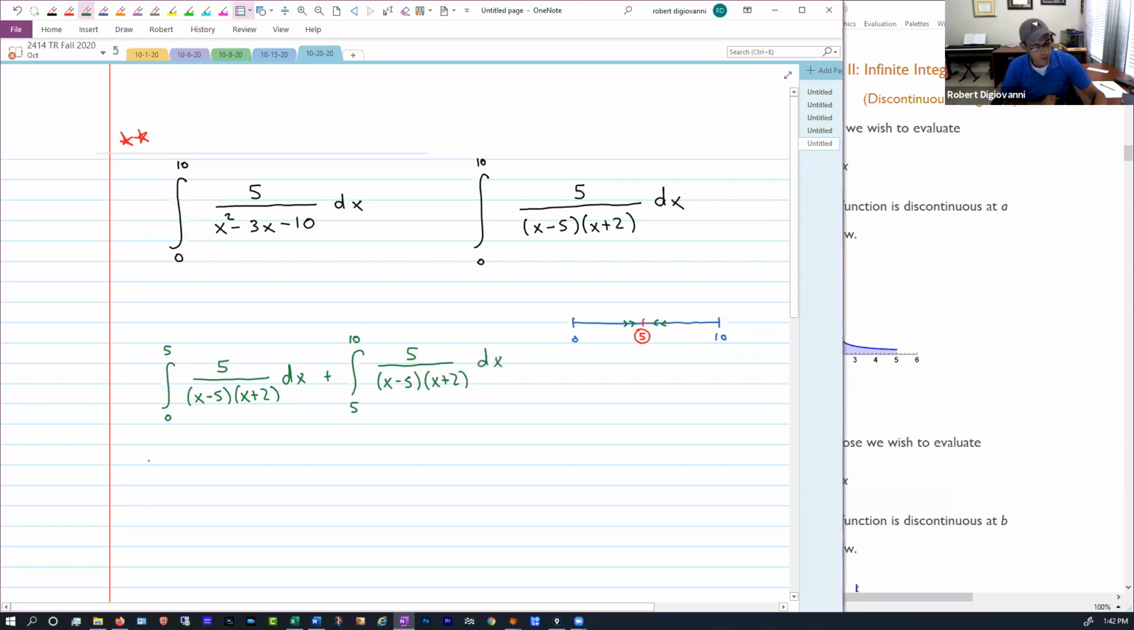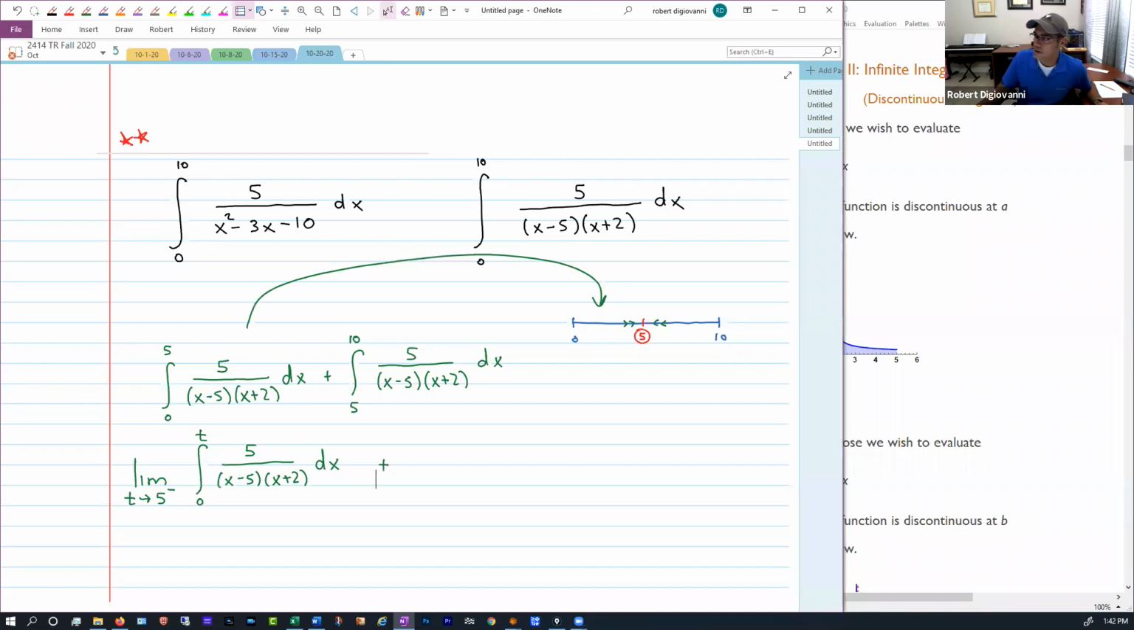The first one, I'm going to do a limit. I'll use t. I'm going to approach 5 from the left because I'm doing that one. Integral 0 to t of 5 over x minus 5 times x plus 2 dx. The second one, oh, let's call on somebody.